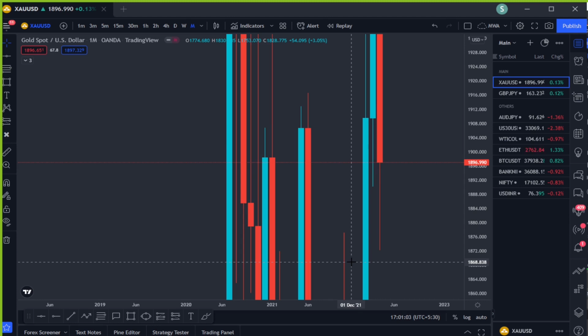And that will increase the probability of winning the trades when you take your trades on the lower time frames in the direction of the higher time frame. So without wasting any time, let's get started.